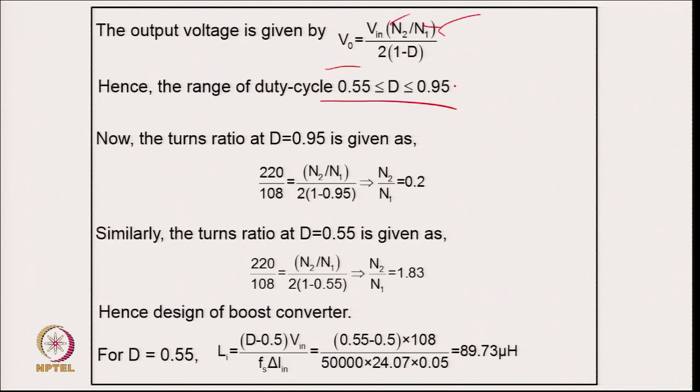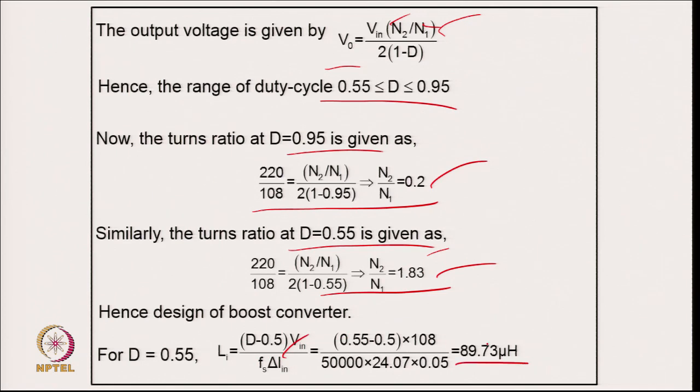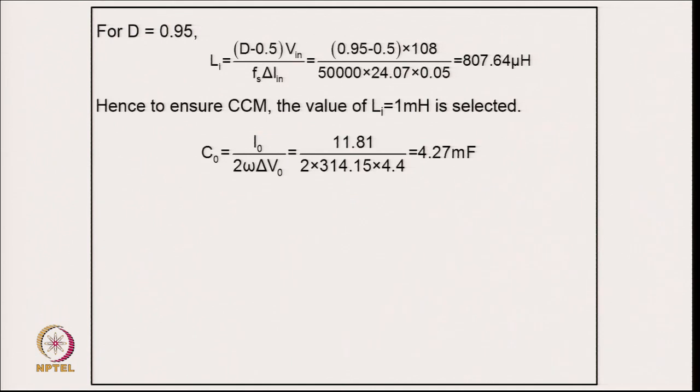The turns ratio from the output voltage relation, keeping the duty cycle in the range of 0.55 to 0.95. So, taking 0.95 for boost operation and putting the value here, the turns ratio comes 0.2, and for duty cycle 0.55, the turns ratio comes 1.82. So, now for 0.55 we can find out the inductance, the boost inductor comes 89.73 microhenry and for duty cycle 0.95 the boost inductor comes 7.64 microhenry.